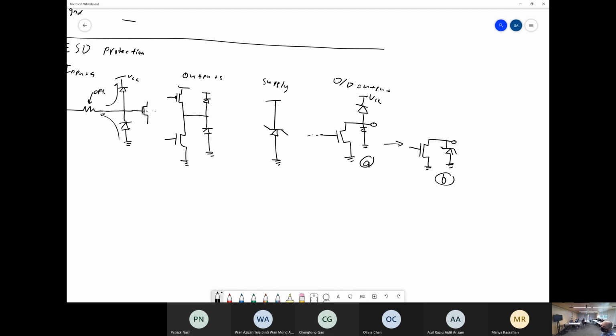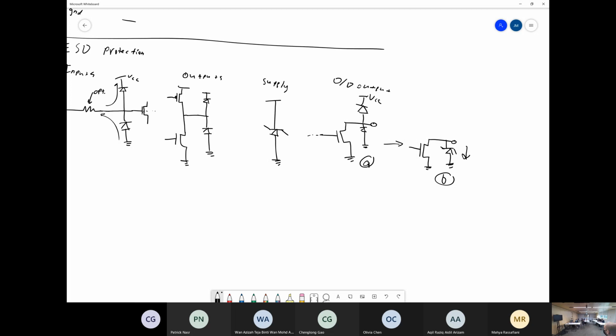This method is good because I can tune the reverse breakdown voltage of this Zener to be whatever I want. It could be 5.6, it could be 70, it could be 56, it could be 47. It depends on what you design it to be. So that means I can level shift up to a domain that is at most that high.